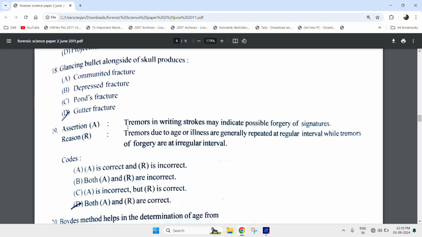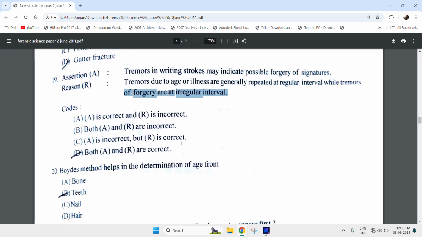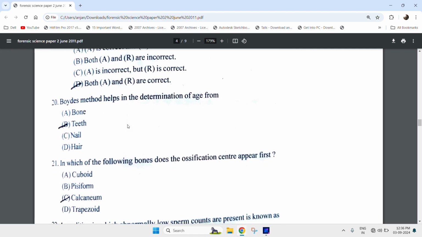Assertion A: Tremors in writing strokes may indicate possible forgery of signature. Reason R: Tremors due to age or illness are generally repeated at regular intervals, while tremors of forgery are at irregular intervals. Both A and R are correct.